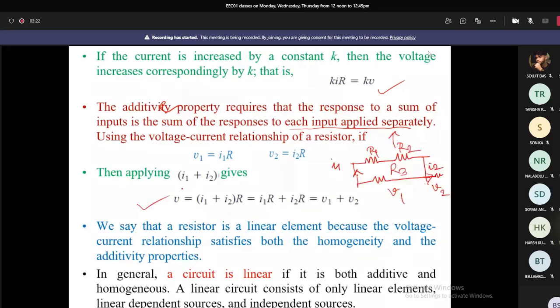We say that a resistor is a linear element because the voltage-current relationship satisfies both the homogeneity and additive property only in this zone, whenever we have a linear relationship between voltage and current. So for VI characteristics, when it is linear, then only it holds, otherwise not. Okay, so in all cases, it may not hold. In general, a circuit is linear if both the additive and homogeneous properties hold, then only we can call it a linear circuit, or it consists of linear elements.